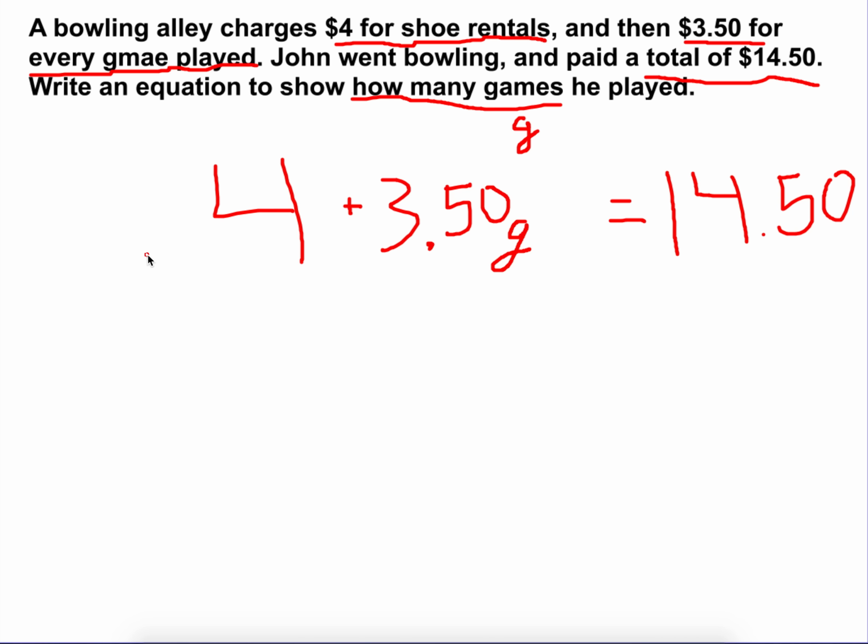So I paid $4 up front, $3.50 for every game played. I don't know how many games were played, but I would multiply those two values, and I paid a total of $14.50. And again, spoiler alert, if we actually did solve it, some of you can probably solve it in your head, it would be 3 games played. So they paid $3.50 for 3 games. That would come out to $10.50. Add 4 to it, that's the $14.50 total.